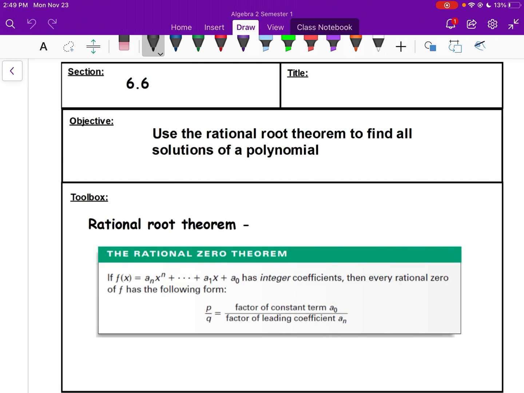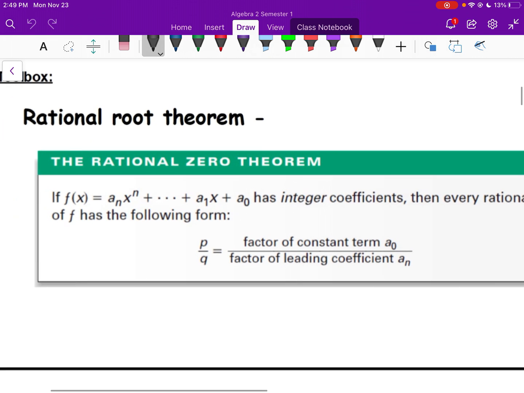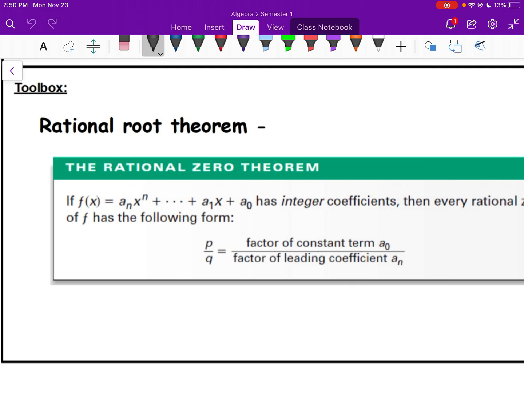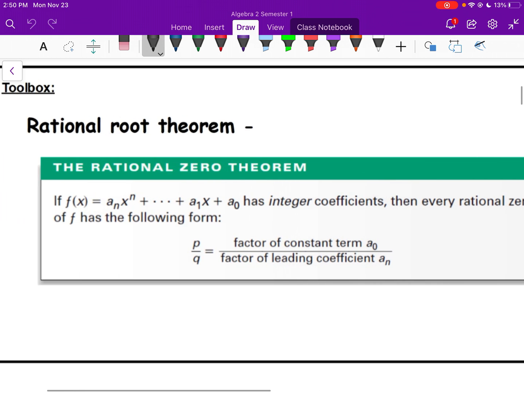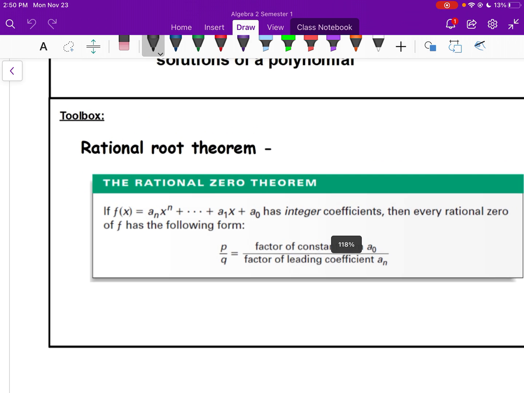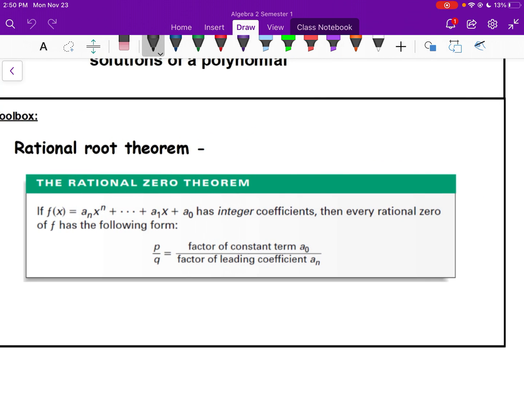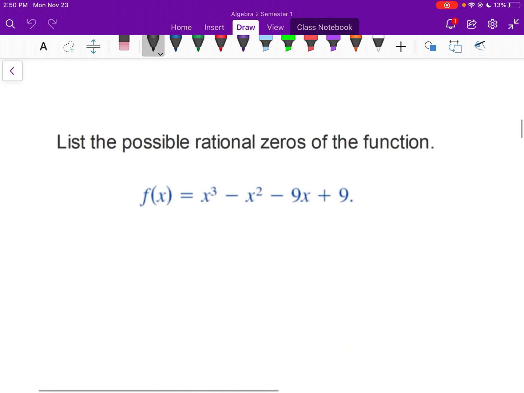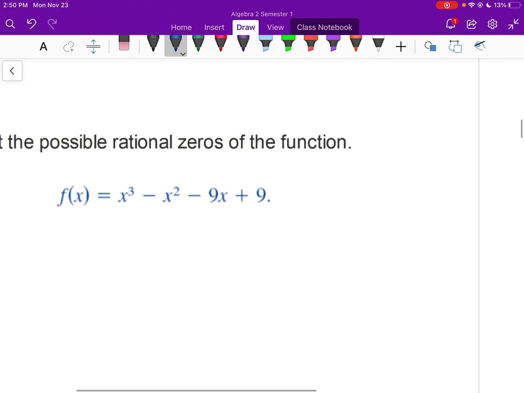All right, 6.6. For this lesson, we're going to use what's called the rational root theorem to find all possible solutions of a polynomial. The rational root theorem says that if this polynomial has integer coefficients, then every rational zero of f has the following form. What this boils down to is you're going to figure out the factors of the constant term, which is always just that number, and that's going to go over the factors of the leading coefficient. Once we do an example here, it'll be a little easier to see.